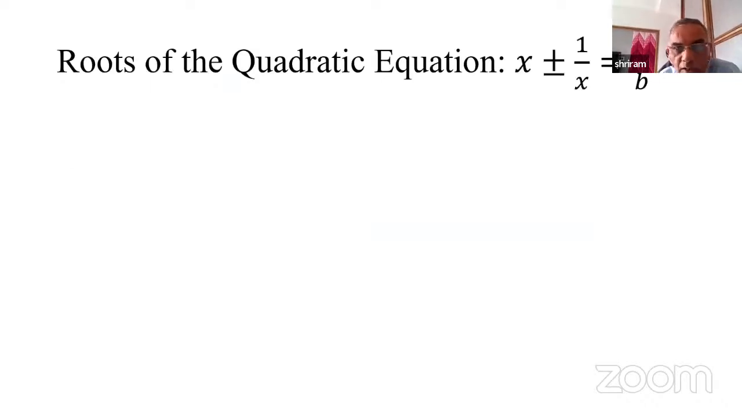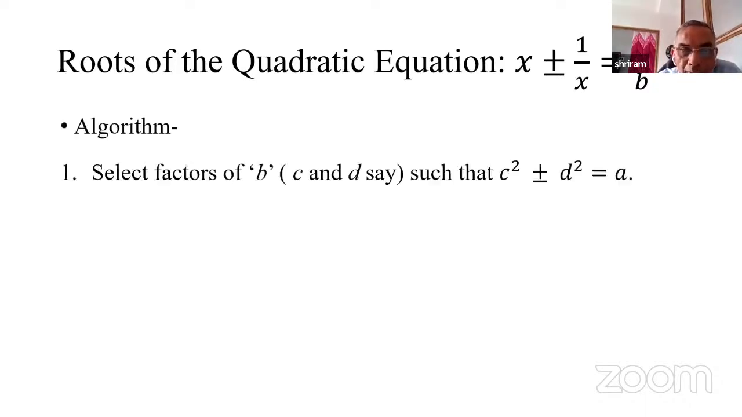The method starts like this. We want to find the roots of the equation x plus or minus 1 upon x is equal to a upon b. First, concentrate on the denominator b. I will factorize that b, meaning I will find two factors, two values, in such a way that the sum of their squares or difference of their squares, c square plus d square or c square minus d square, equals a. One way I should get the answer. If not, then of course the method does not work. Remember that this is not a particular case, so some fractions may work, some may not.